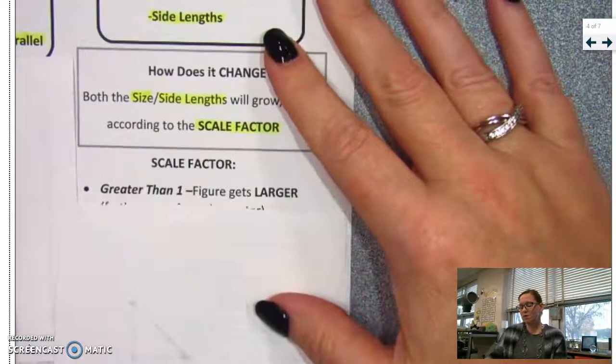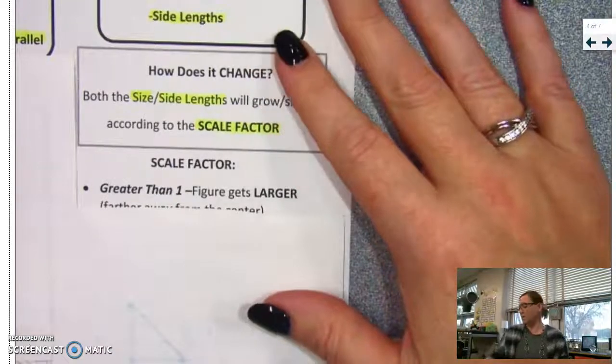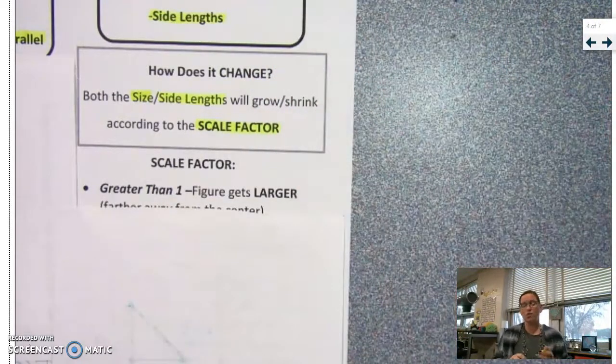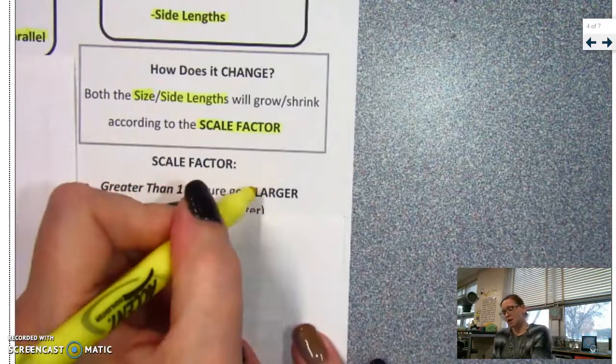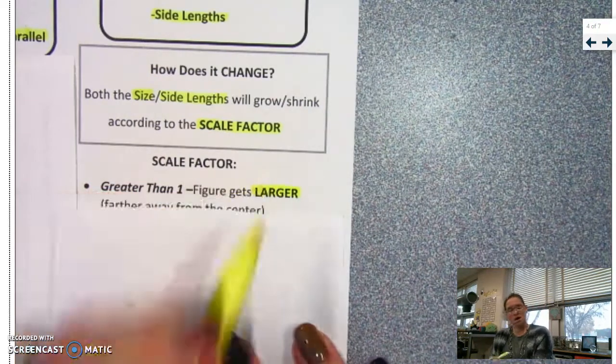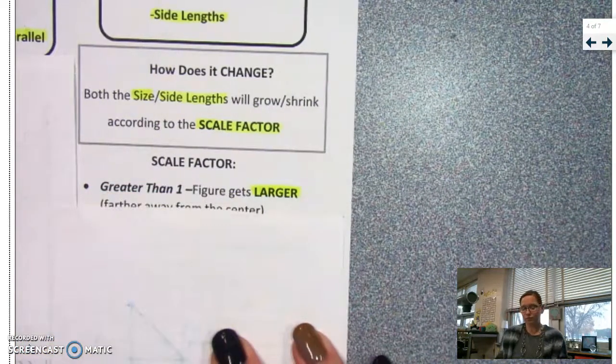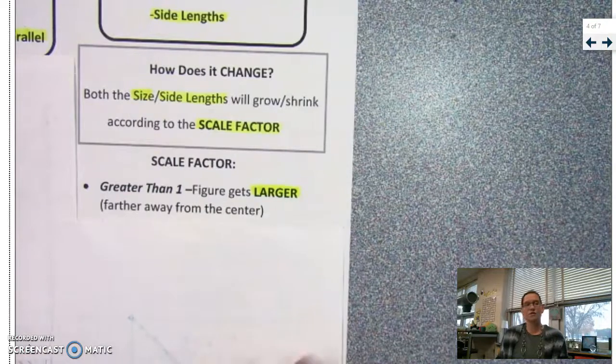So what do we know about scale factor? We know that with a scale factor that is greater than 1, the image will get larger. And that means that it'll be farther away from the center of dilation. So if your center of dilation is right here and the image is going this way, it's going to get further and further away as the image is getting larger.